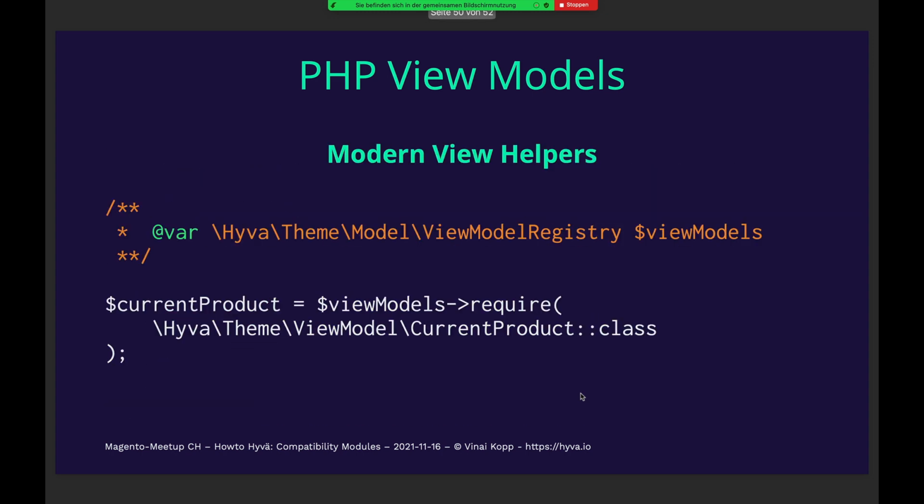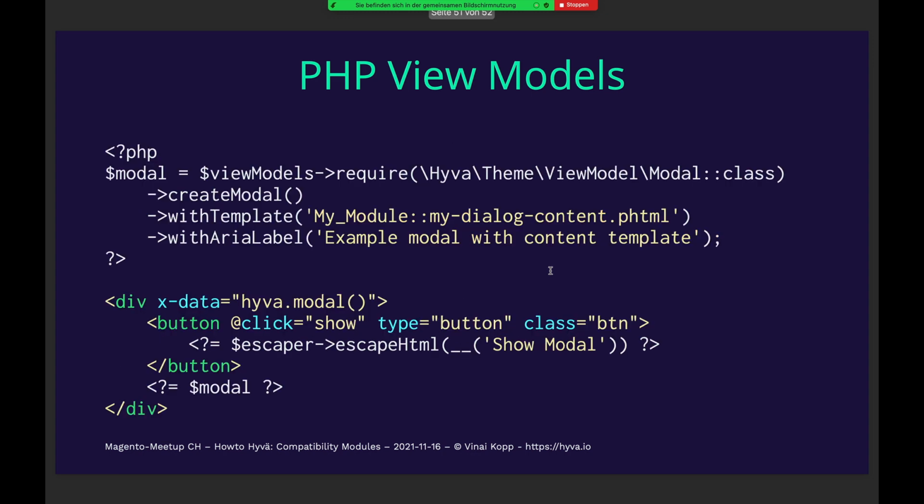And they can be quite simple, like here we have a current product view model, we just call get on it and we get the current product on a product page, for example. Or they can be more complex, like we have a modal view model where we require it, and then there's kind of a fluent interface, we can say create modal with template. There's some additional configurations that we can do, like if we want an overlay or not, and where it should be located on the page, maybe some labels, and then we can show that and render it just by echoing out this instance of the view model. So we use these PHP view models a lot in Hyvä.